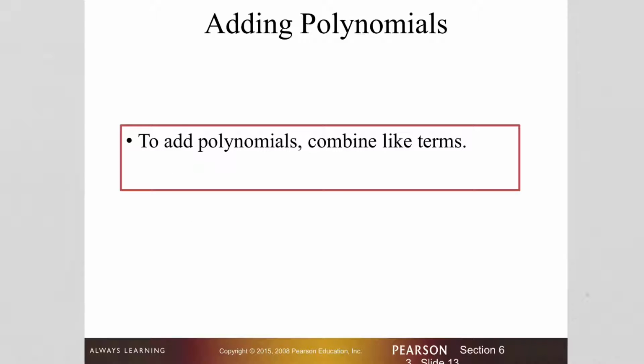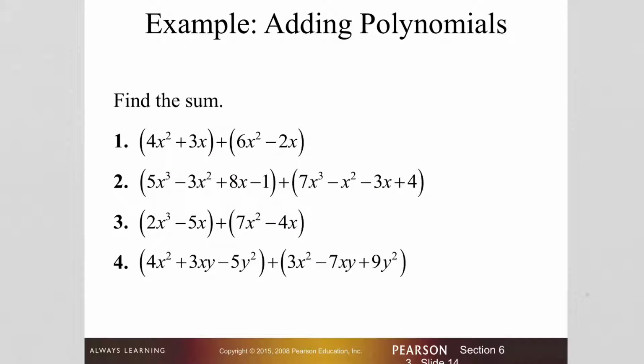Okay, so whenever we add polynomials, you combine your like terms. On this page, number 1, I am strictly looking at combining my like terms. So I've got 4x squared and a 6x squared. That gives me 10x squared. And then I've got a 3x plus a negative 2x, and whenever I combine those, I get plus 1x or just x.